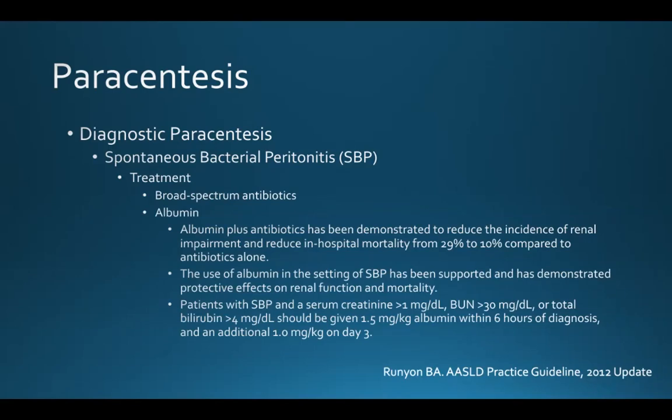And patients with SBP and a serum creatinine greater than 1, a BUN greater than 30, or a total bilirubin greater than 4 should be given 1.5 milligrams per kilogram of albumin within 6 hours of diagnosis and an additional 1 milligram per kilogram on day 3.